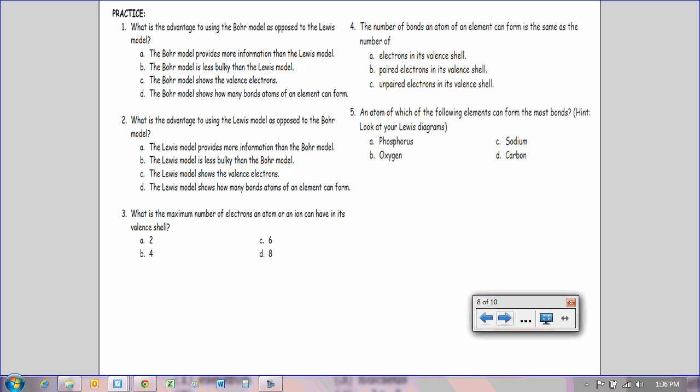And what's the number of bonds an atom of an element can form is the same as the number of... We just covered that with carbon. An atom of which of the following elements can form the most bonds? Hint, you got to look at your Lewis diagrams, okay? So look back at your Lewis diagrams, see how many unpaired electrons you got, and you can figure out which one's going to form the most bonds. Bonding's all about unpaired electrons.